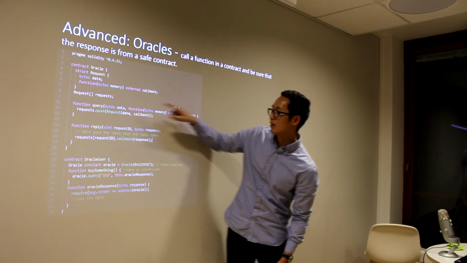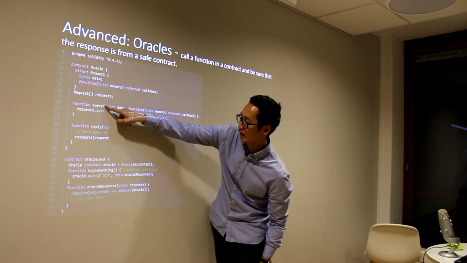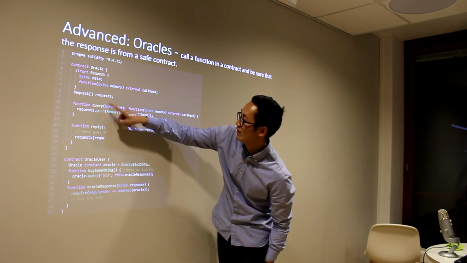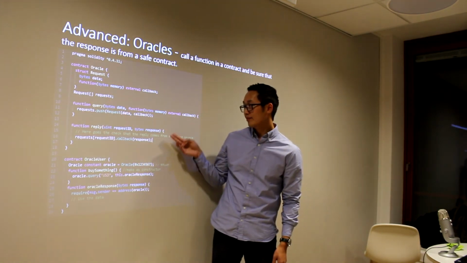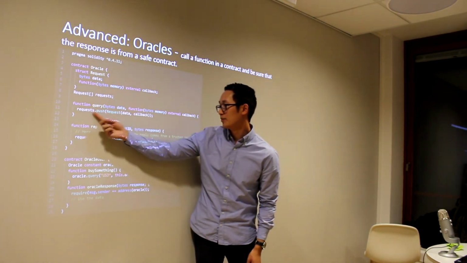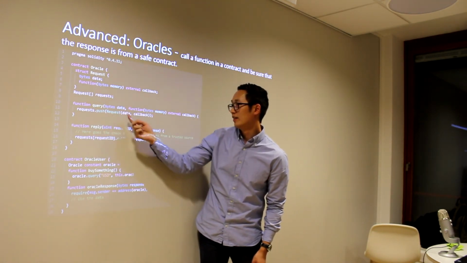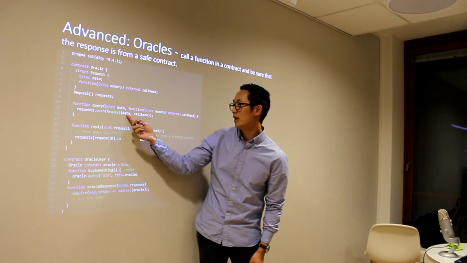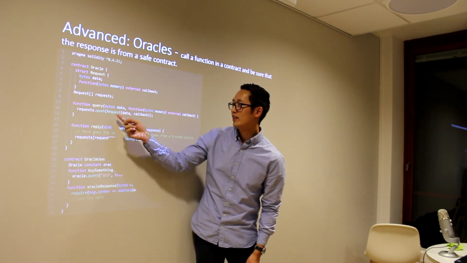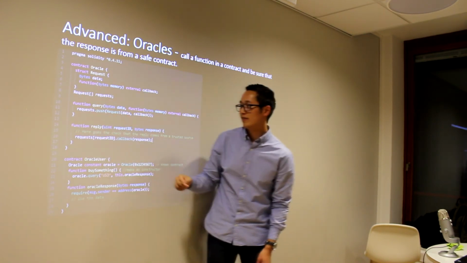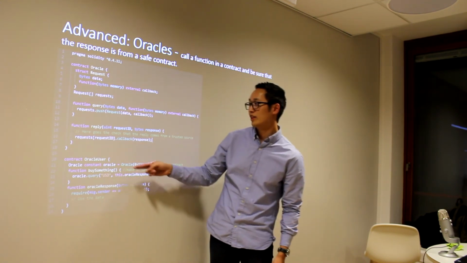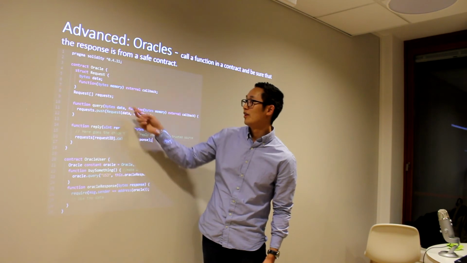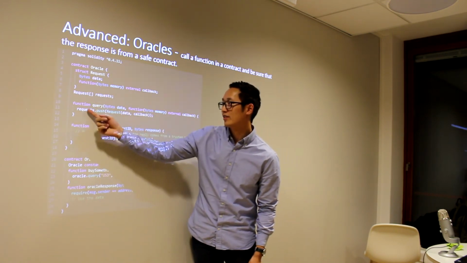So then we will end up in this function, query, from here to here. This query will just push the byte and the function in an array. So you can call this multiple times, and it will just add more requests to this array.